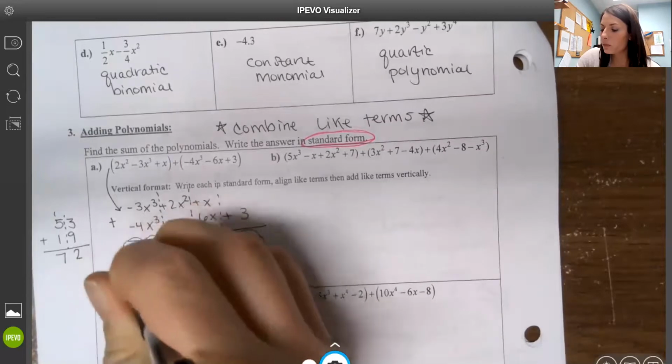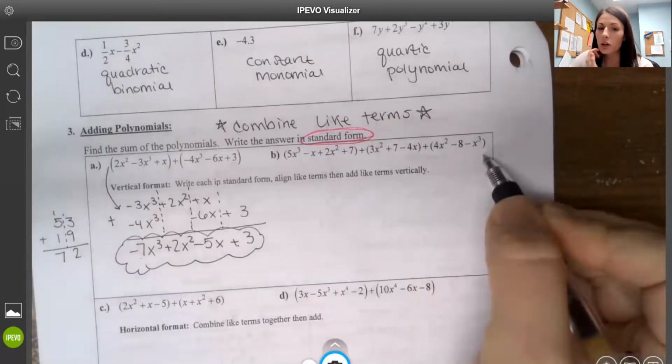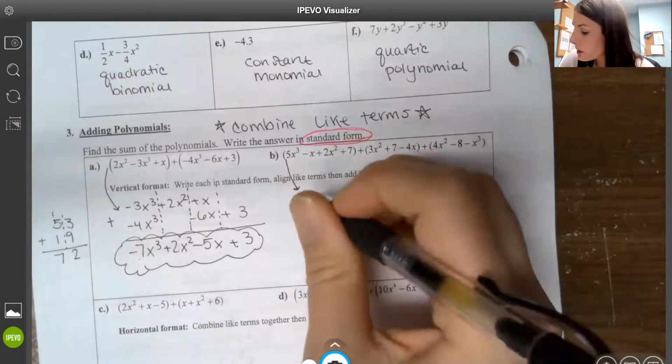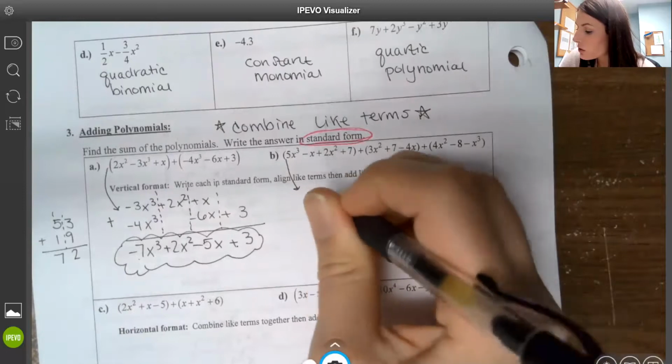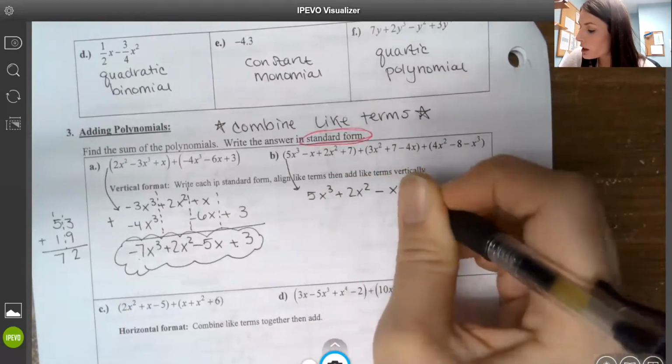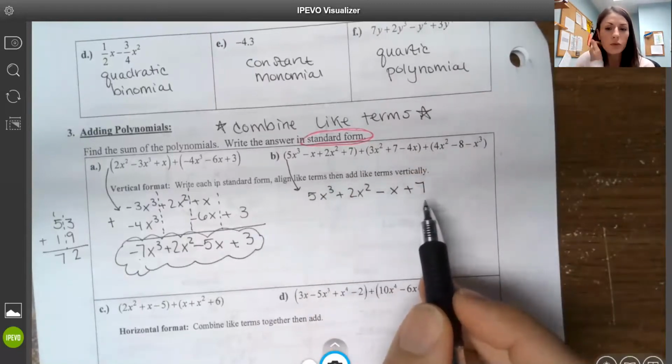And then because we've already organized our terms in standard form to add, our final answer is already in standard form here. So I'm going to do the same thing here, but now I'm adding 3 polynomials together. So I'm going to take the first polynomial and write it in standard form. So 5x cubed plus 2x squared, subtract x plus 7. So making sure I reorganize terms as I go.